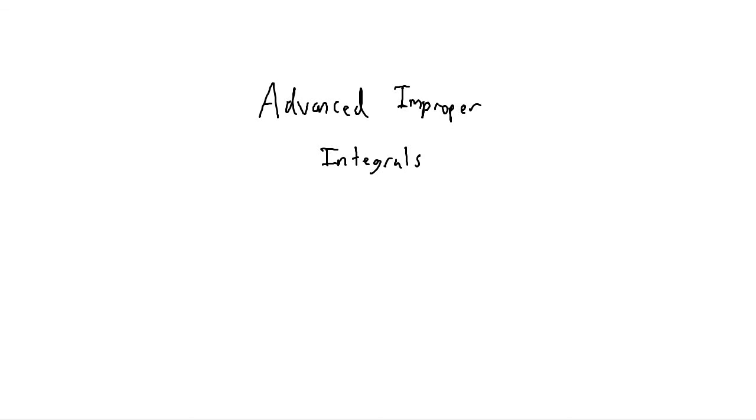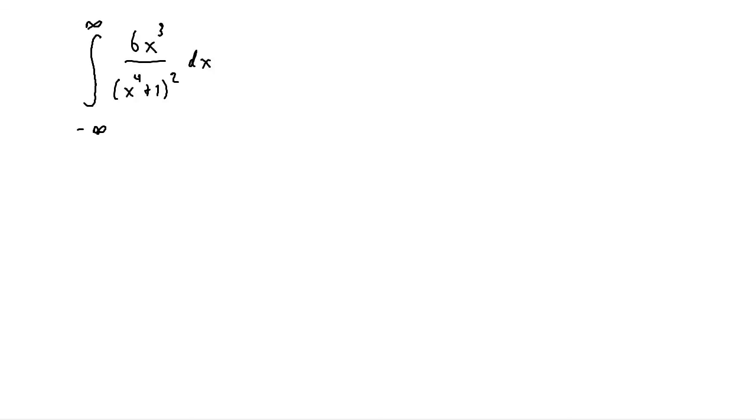So let's take a look at advanced improper integrals. Looking at the problem of the integral from negative infinity to infinity of 6x cubed over (x to the 4th plus 1) squared, notice how we have negative infinity on the bottom bound and infinity on the top bound. And this basically makes the integral double improper, and so it requires a little bit of extra work to solve.